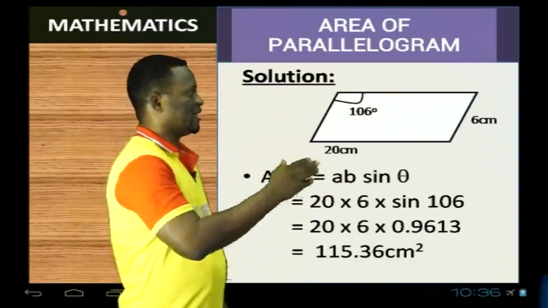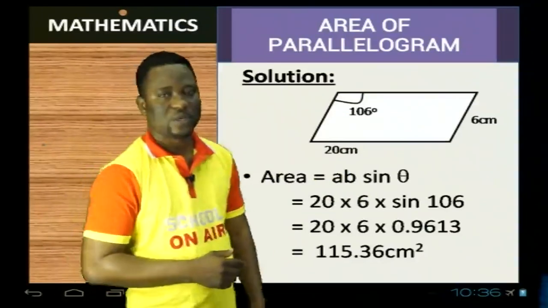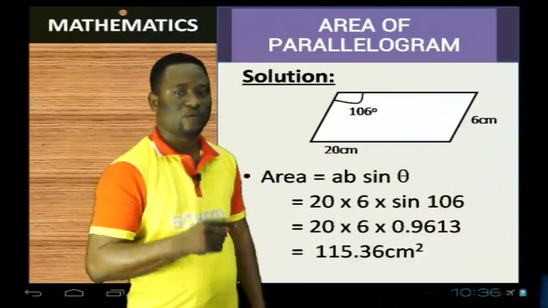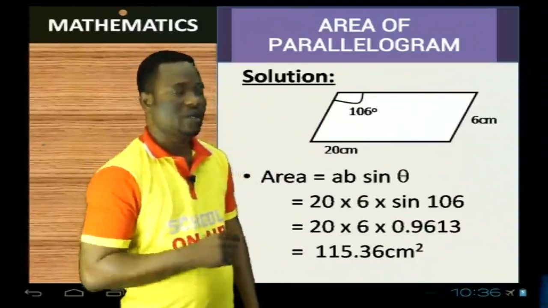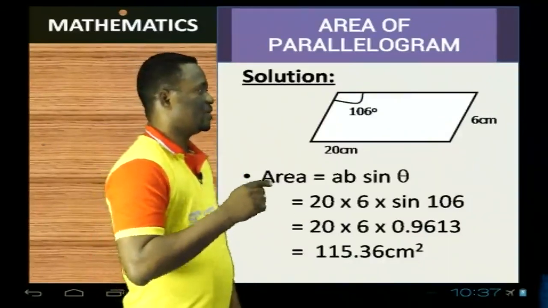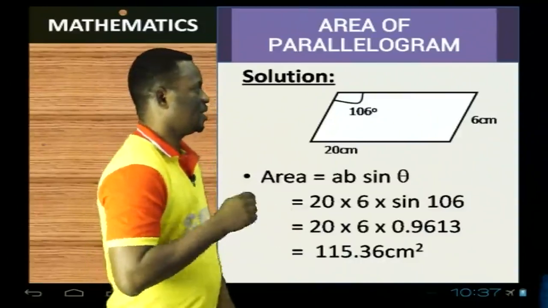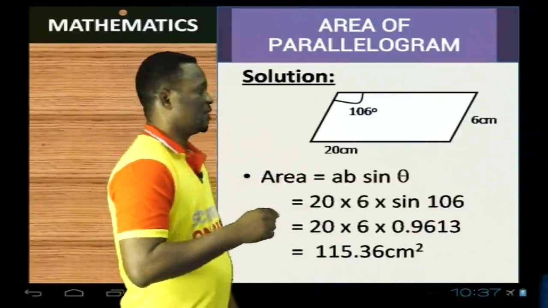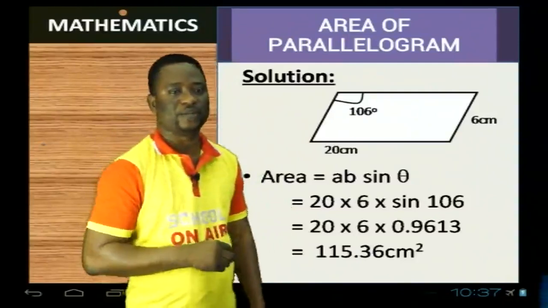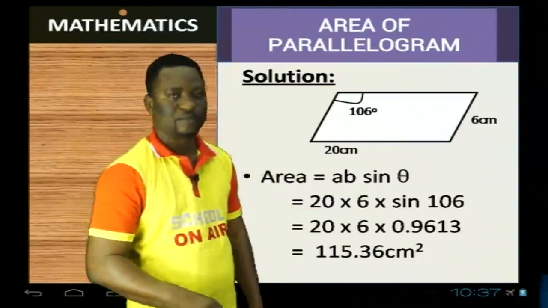Solution. The area is given as AB sine theta. So we have 20 times 6 times sine 106. How do we get sine 106? We get that one by saying sine of 180 minus 106, so we'll have sine 74. If you look at that one in the four-figure table, we will have 20 times 6 times 0.9613. And our final answer will be 115.36 centimeters squared. The unit is centimeter squared because the dimensions are given in centimeter.